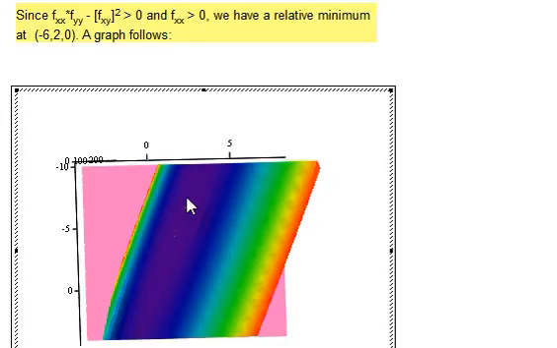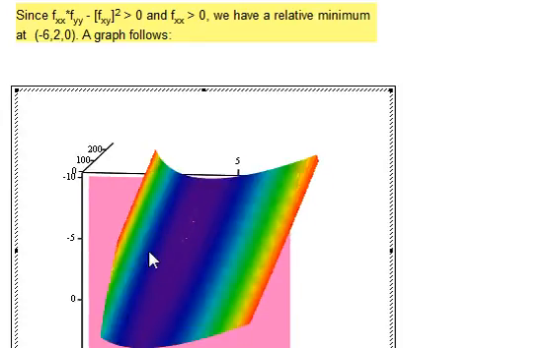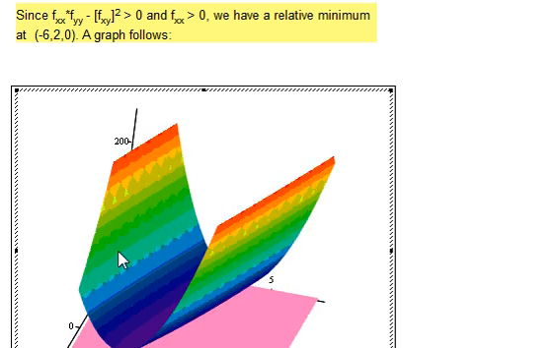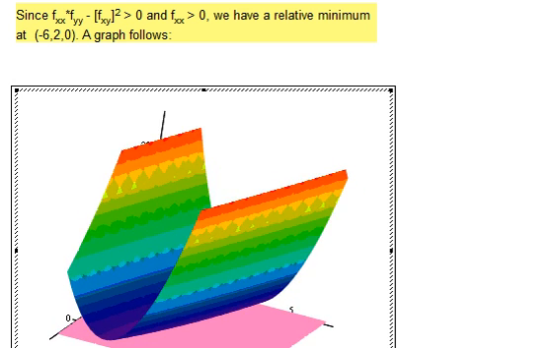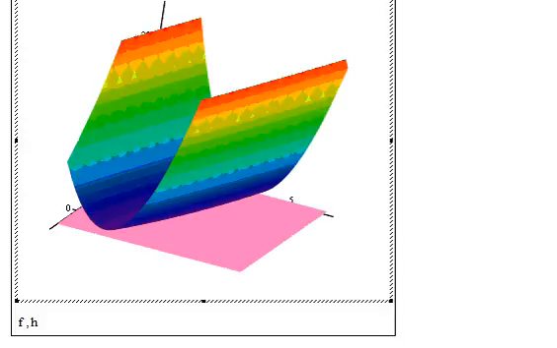At x equals negative 6 and y equals 2, there's just one little dot there where the surface has a minimum. When I move it around, it's hard to tell what will happen, but okay, so we have a minimum point.